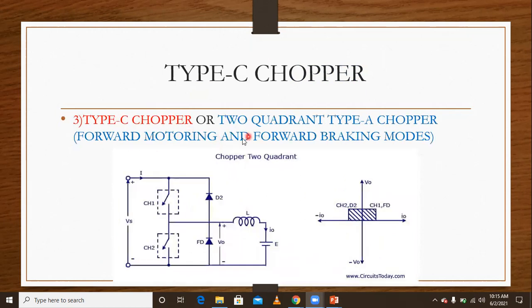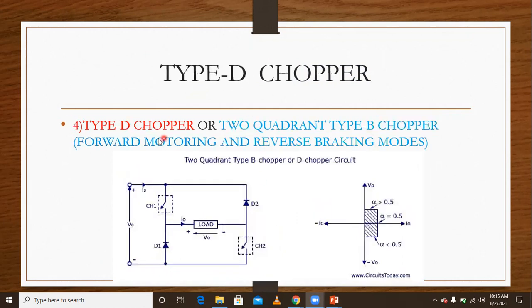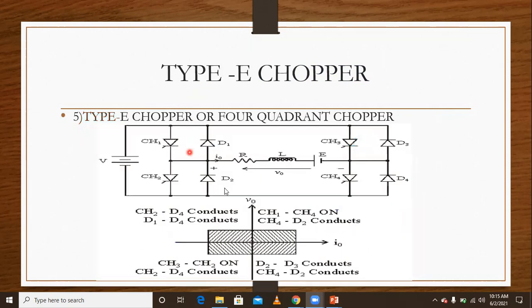Then type C chopper is called a two quadrant type A chopper. That means first and second quadrant operation. This is the circuit diagram and these are the operating modes, first quadrant and second quadrant. Then type D chopper: this is the circuit diagram, and the operating regions are the first quadrant and fourth quadrant, forward motoring mode and reverse braking mode. And finally type E chopper, operating in four regions: forward motoring, forward braking, reverse motoring, and reverse braking mode.